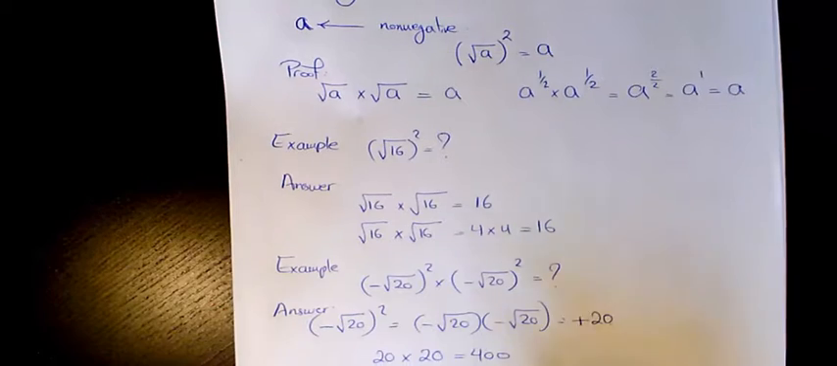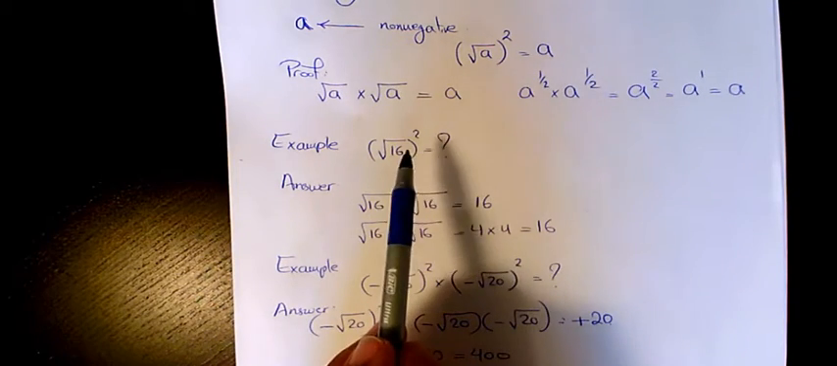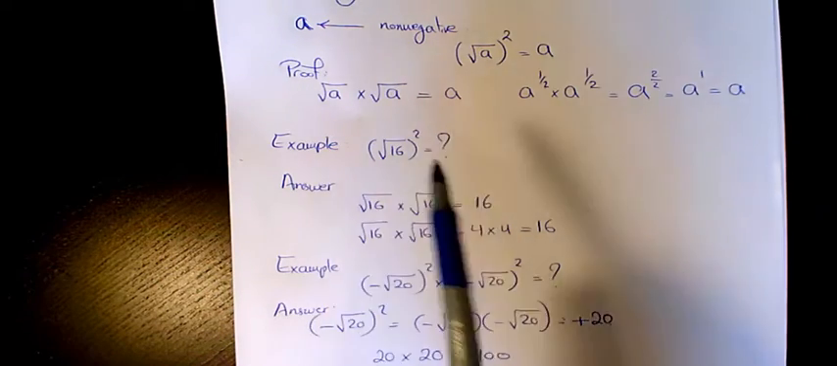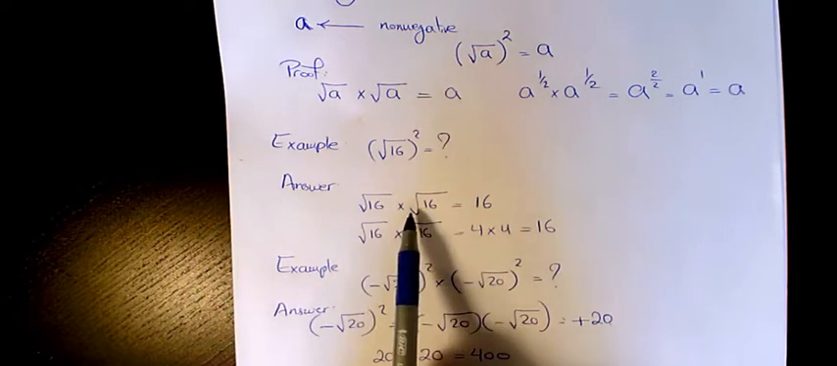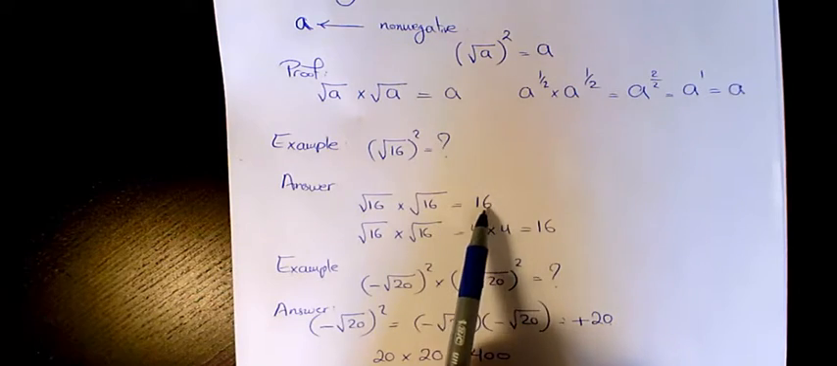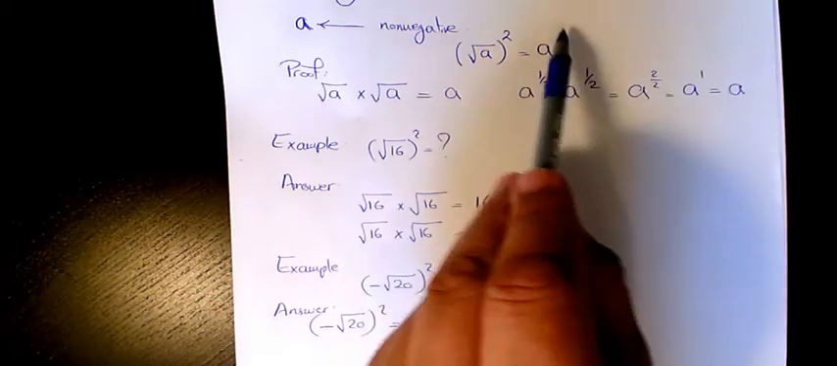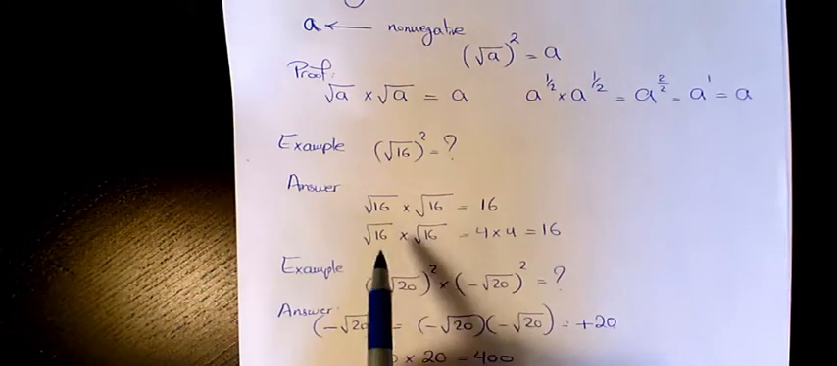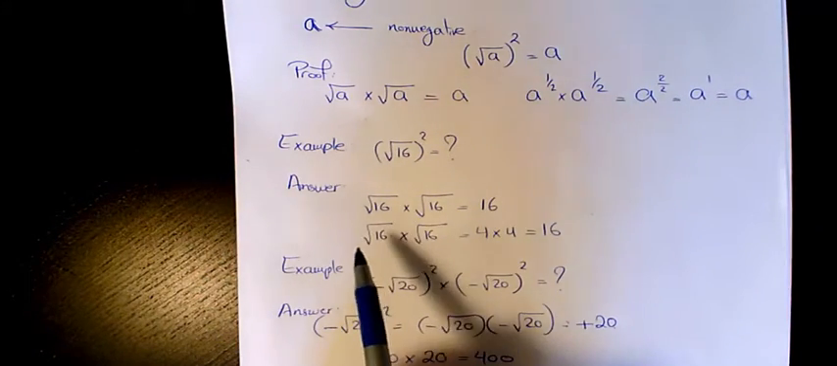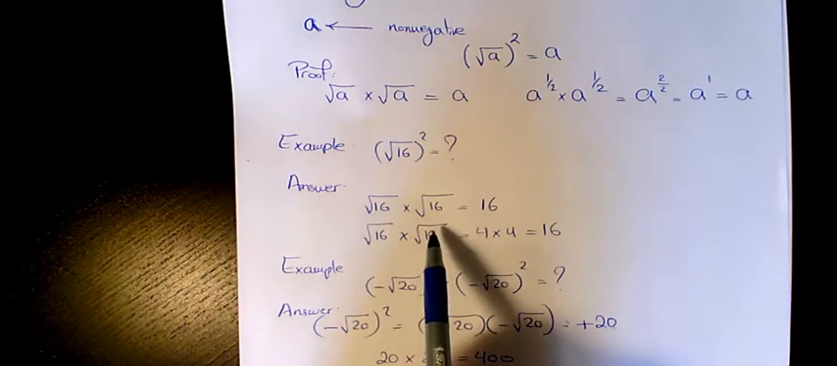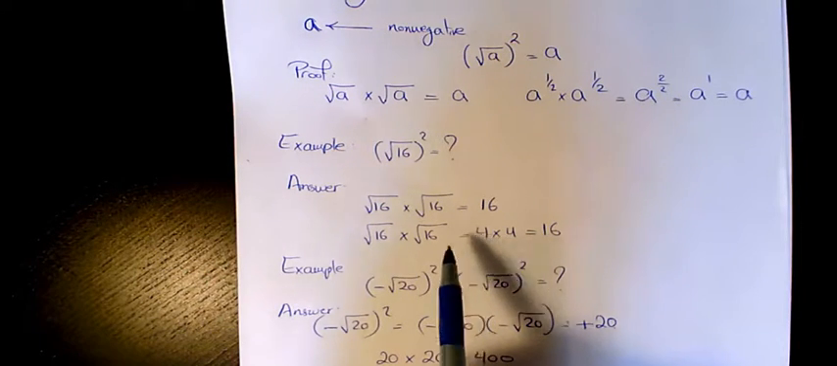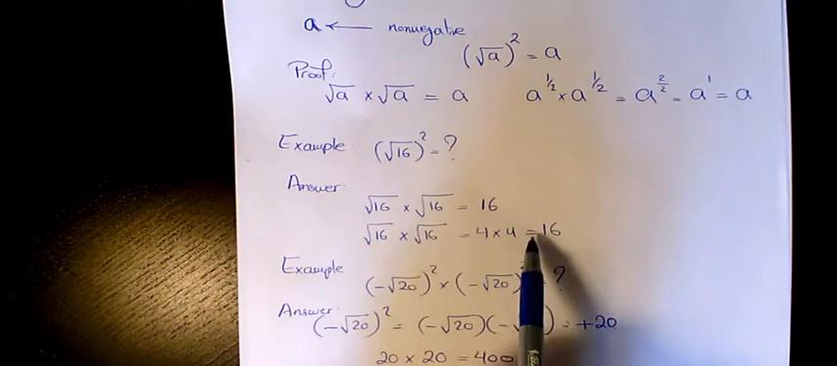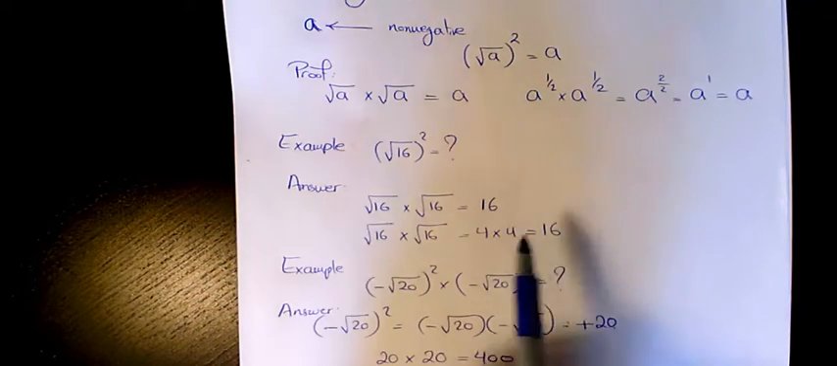For example, if we have square root of 16 to the power of 2, so square root of 16 to the power of 2 is going to be square root of 16 times square root of 16. The answer is going to be just 16 based on the lesson we had here. So another method to solve it, square root of 16 times square root of 16, we evaluate each of them separately. Square root of 16 is 4, square root of 16 is 4, so 4 times 4 is going to be 16, same answer.